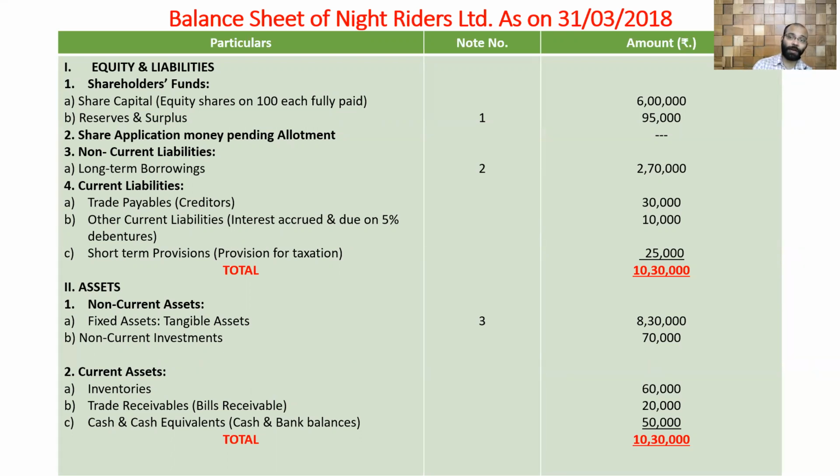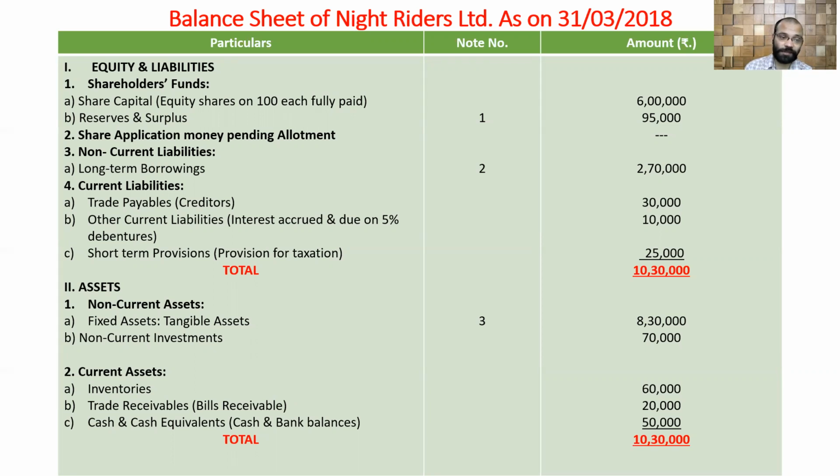Now come to the second part, that is assets. Under assets, we have non-current assets and current assets. In non-current assets we have fixed assets, tangible assets; intangible items are not given here, so we don't need to take them. Then non-current investments. Tangible assets we have already shown as the third note, so the amount 8,30,000 we need to substitute here. Non-current investments are already given in the question, 70,000, so substitute that also here.